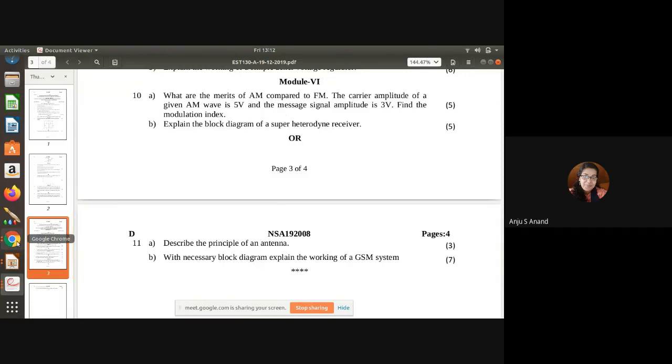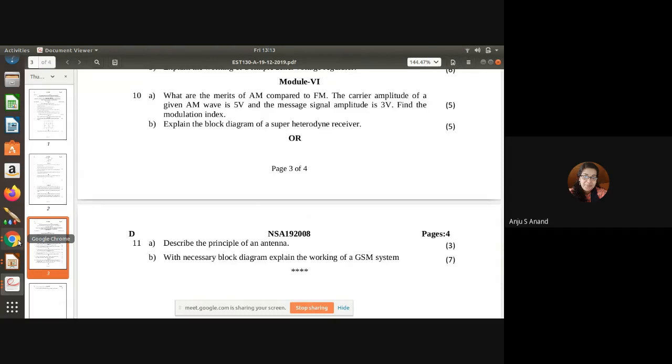The modulation index has the expression Vm by Vc, that is the ratio of the maximum modulating signal voltage to the carrier voltage. Here the modulating signal voltage is 3 volt and the carrier voltage is 5 volt. So the modulation index is 3 by 5, which comes to 0.6. 0.6 is our modulation index. Okay, that is the 5 marks question, and I'm going to write this simple calculation.